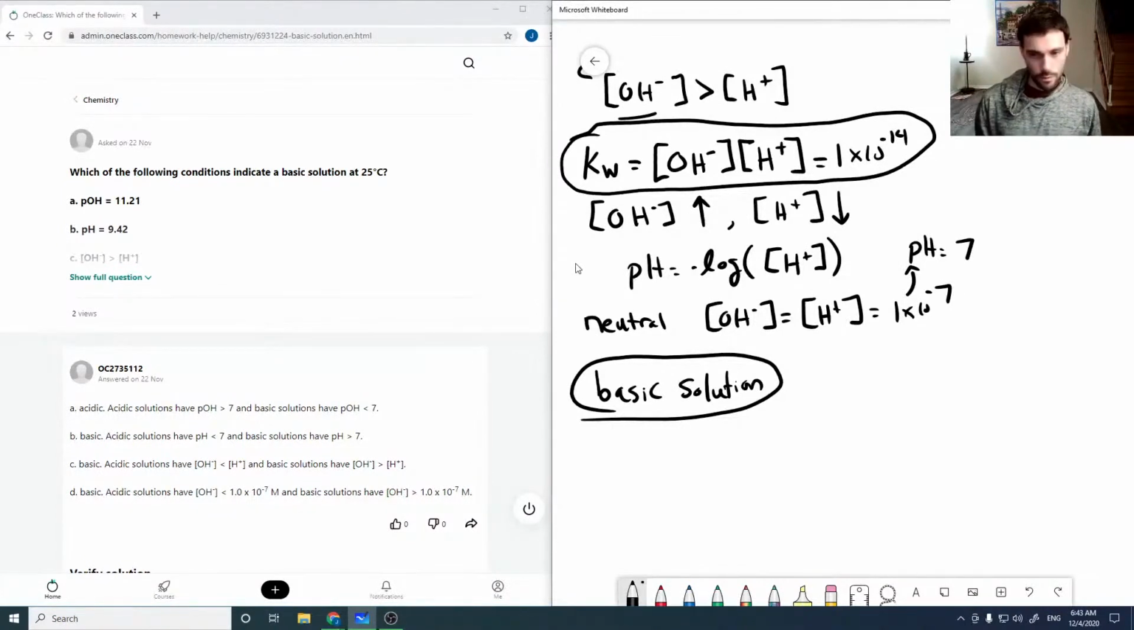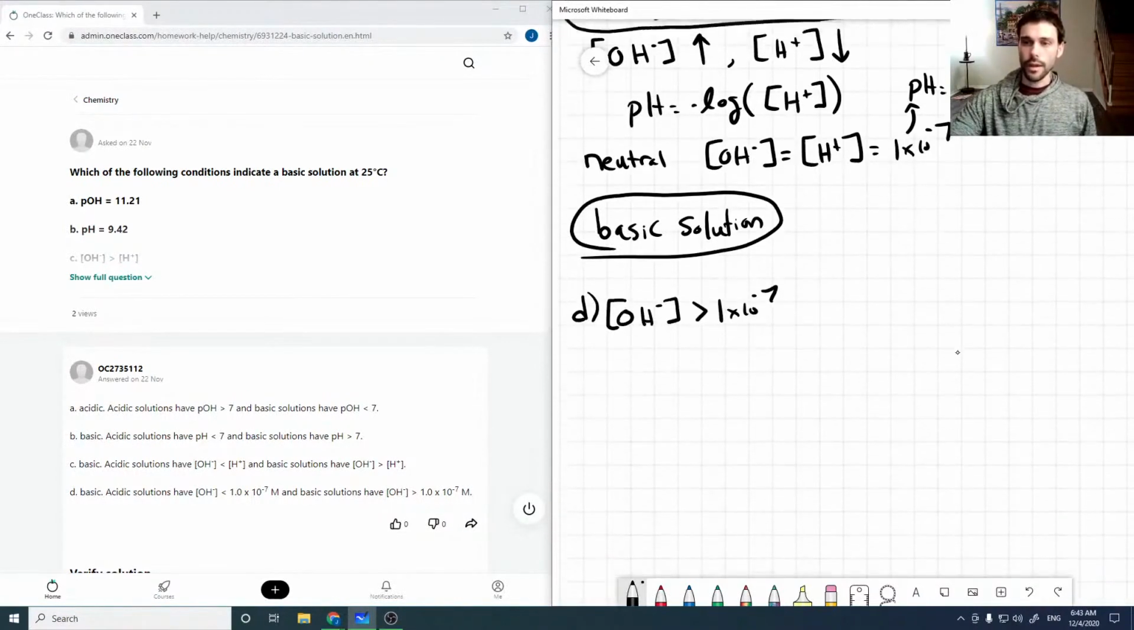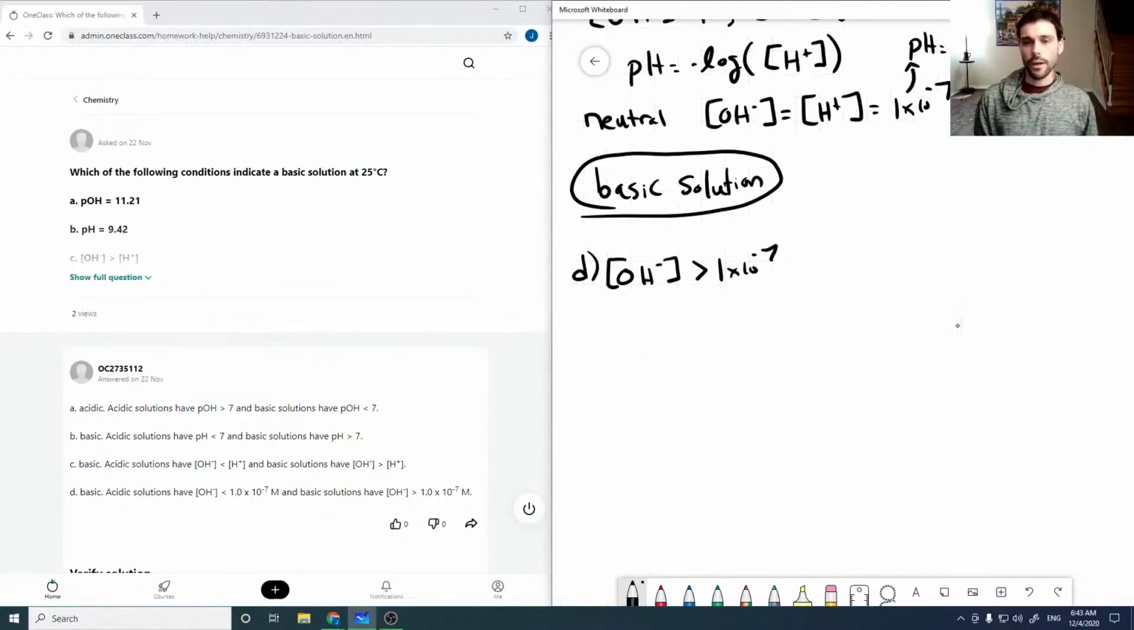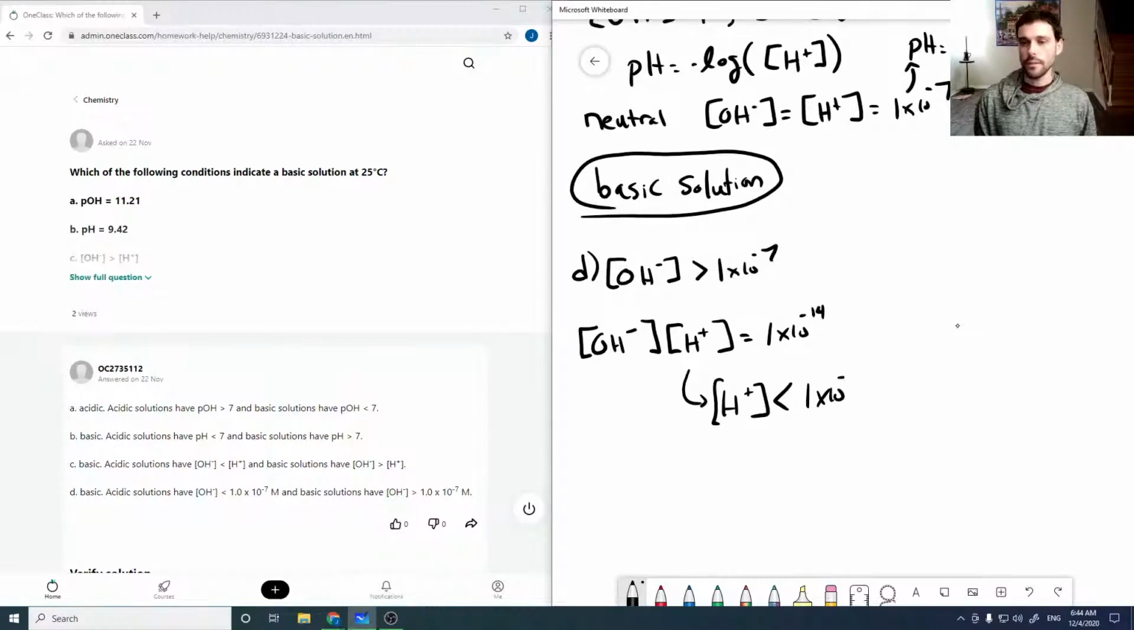And so you can't quite see the last part here, but for D, we have that the concentration of OH minus is greater than 1 times 10 to the minus 7. And so again here, the OH minus and H plus concentrations are in balance. And so if our OH minus concentration is greater than 1 times 10 to the minus 7, then that means, because of this, that our H plus concentration is less than 1 times 10 to the minus 7. And if our H plus concentration is less than 1 times 10 to the minus 7, then our pH is greater than 7, which means that we have a basic solution.